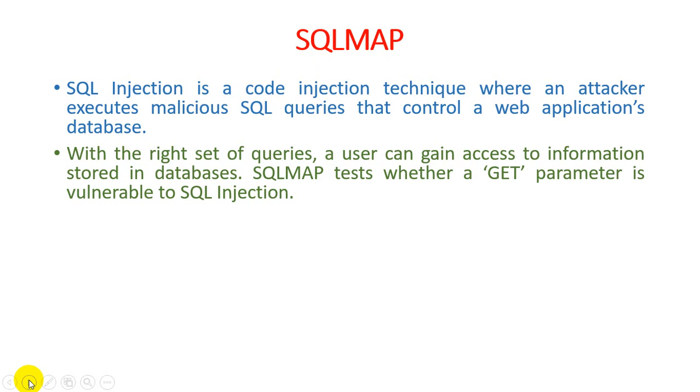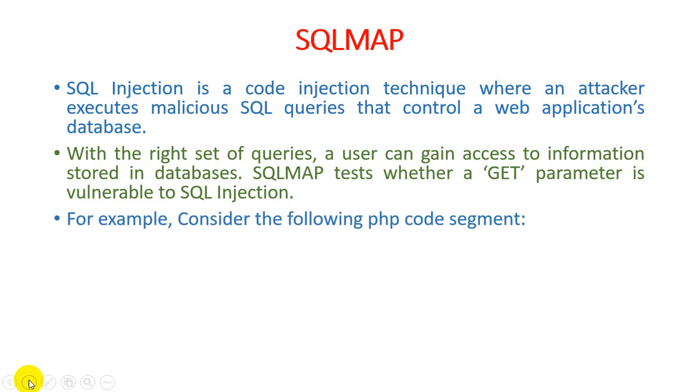SQLmap tests whether a GET parameter is vulnerable to SQL injection. And what is a GET parameter? If we perform a request with a particular website and you find some information in the web browser URL, then it works as a GET method. If you perform some request and your data is transmitted in a hidden field, means it is not shown in the web browser URL, then it becomes a POST parameter.